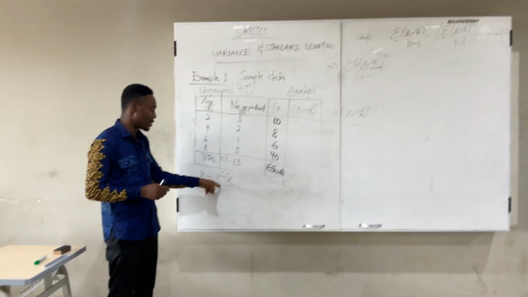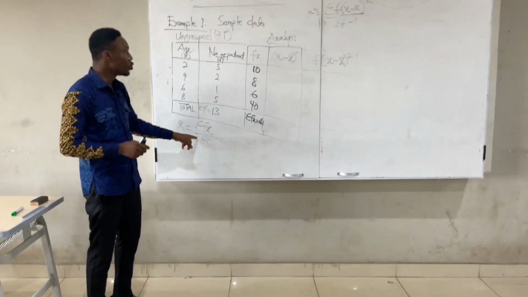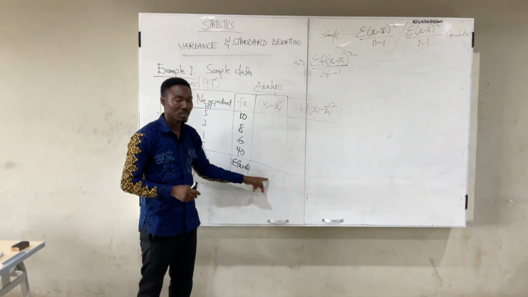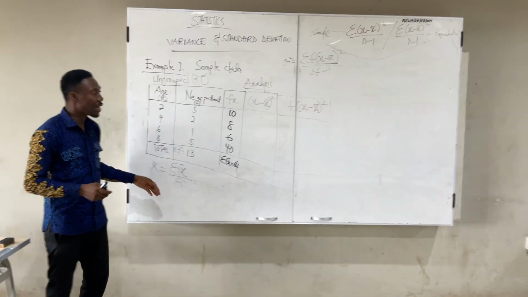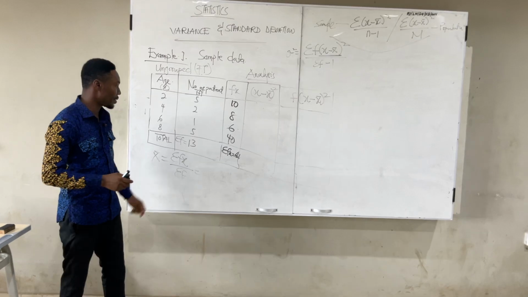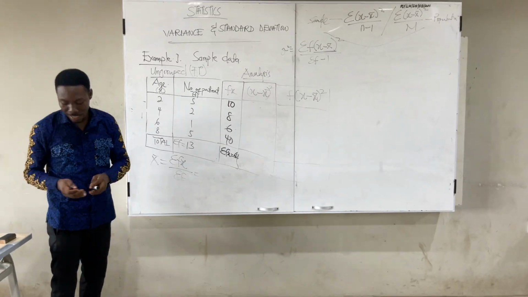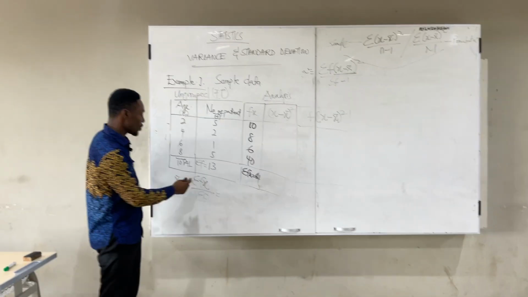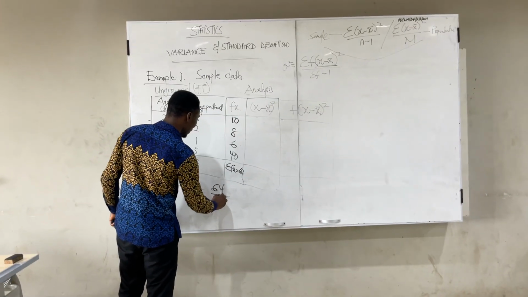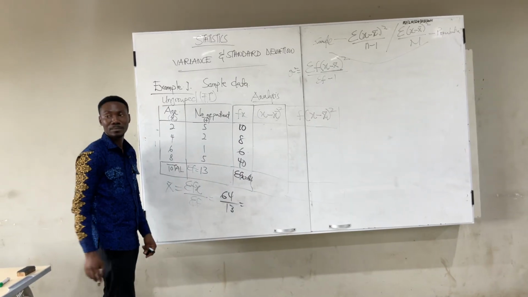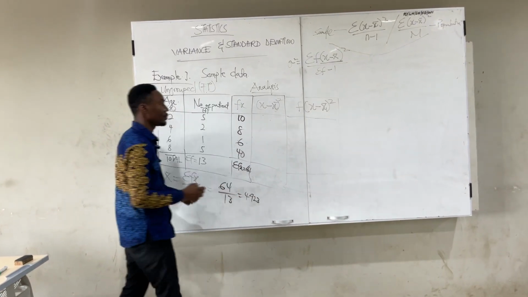Now, the reason why this has to be done quickly before you move on is because if you don't do this, you can't do this column, and you can't do this column either. If you don't calculate the mean, you can't move on to the next, step by step. So you first of all have to calculate the mean. So let's do the mean together. Sum of fx will give us 64 all over what? 13. And that will give us 4.923.